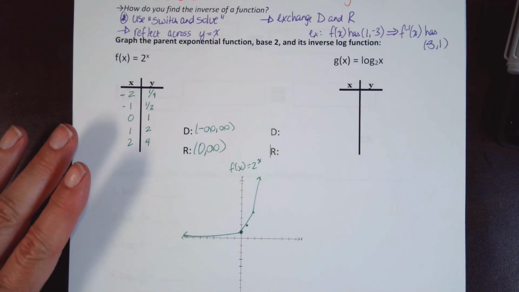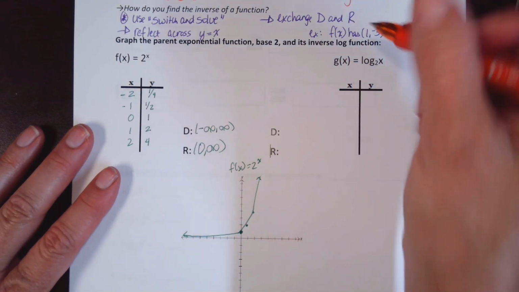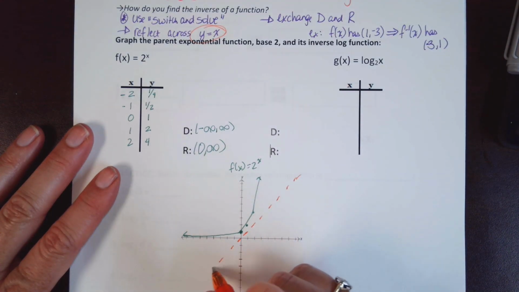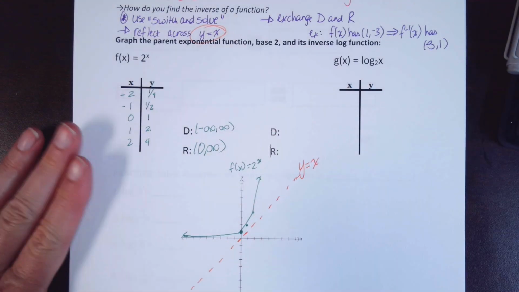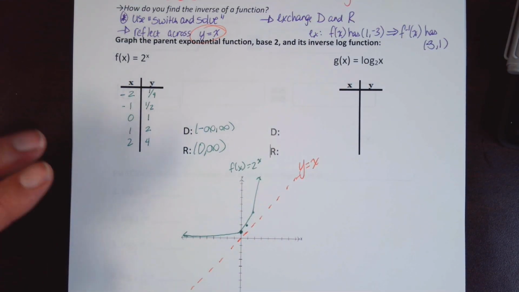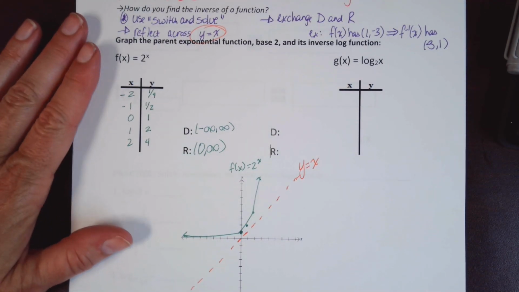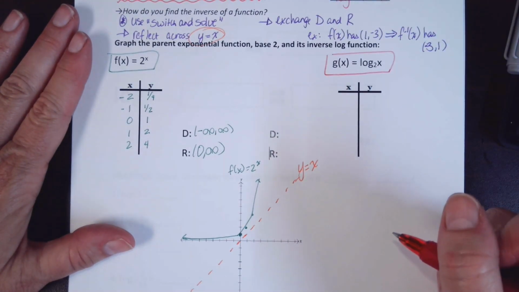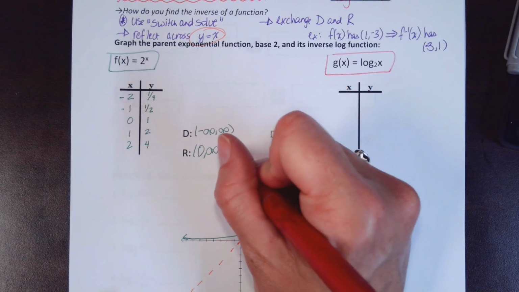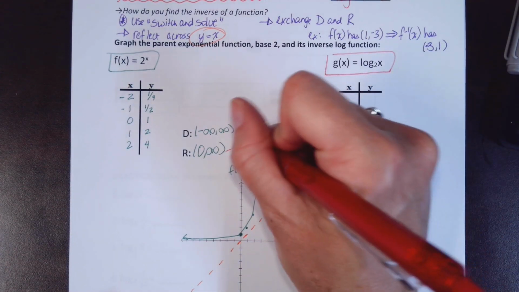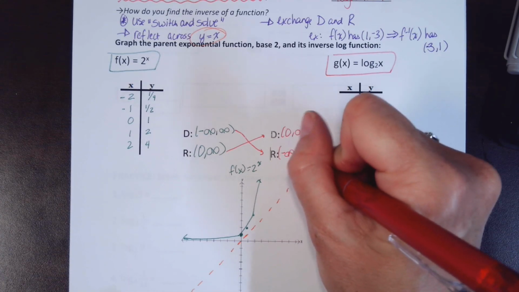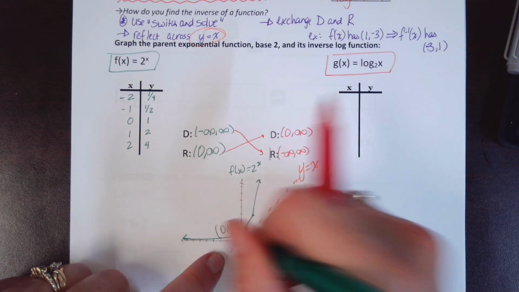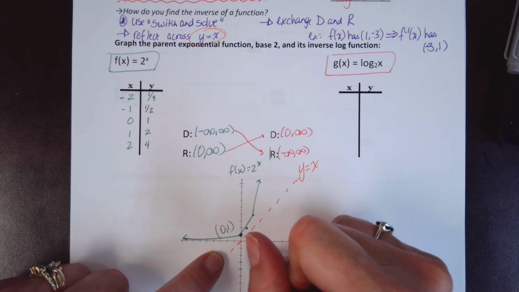Now let's think about our line of reflection, y equals x. That line is going to go straight through the origin with a slope of positive 1. That's my line of reflection for any function and its inverse. Now, things I know to do. I know that the function and its inverse, here we've got this one in green, we're going to do our log base 2 in red. I know that my domain and range are going to switch places. I know that means that this point on my exponential function, (0, 1), becomes the point on my log function, (1, 0).